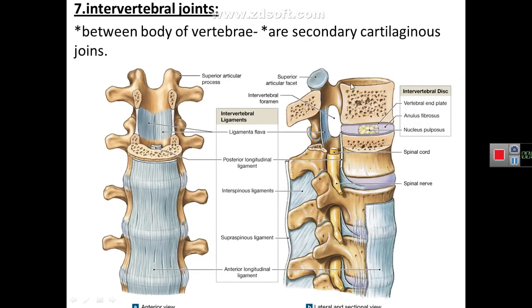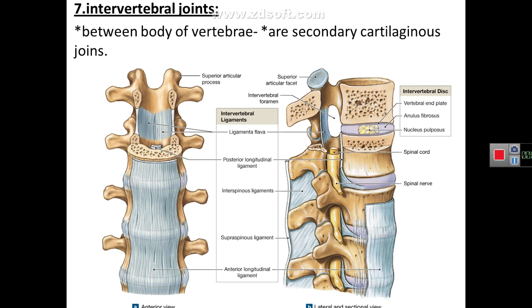Finally, the intervertebral joint. The intervertebral joint is the joint located between the bodies of the vertebrae. It is a secondary cartilaginous joint. It contains an intervertebral disc. This intervertebral disc is formed by a central gelatinous material, which is called the nucleus pulposus. This gelatinous material is surrounded by annular fibrous tissue, which is called the annulus fibrosus.